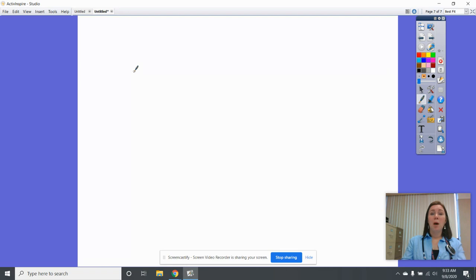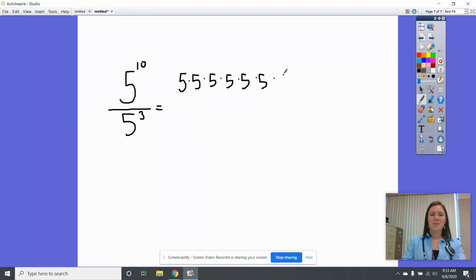How about I use a base of 5? 5 to the power of 10 divided by 5 to the power of 3. How about we do that? Now the long version is I have the number 5 10 times up on the top of my fraction: 1, 2, 3, 4, 5, 6, 7, 8, 9, 10. All divided by the number 5 on the bottom, which is only 3 times: 1, 2, 3.